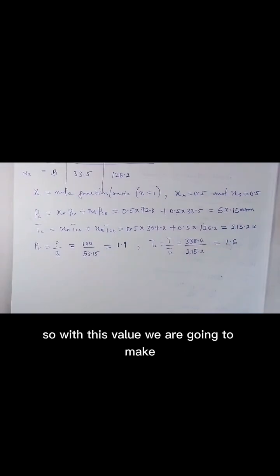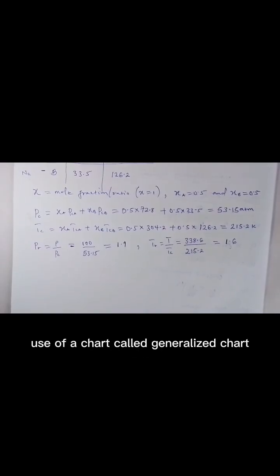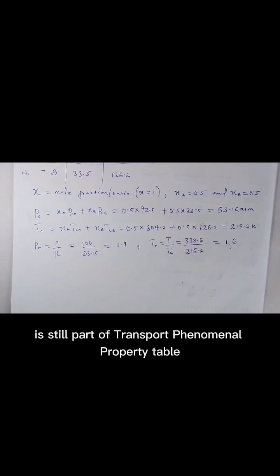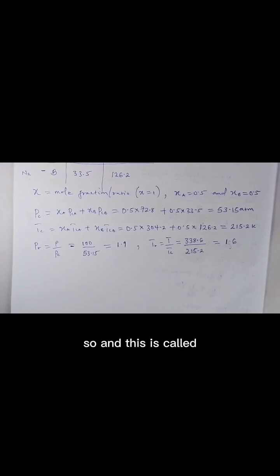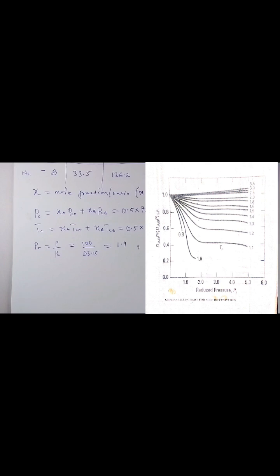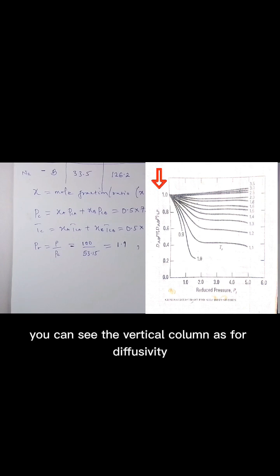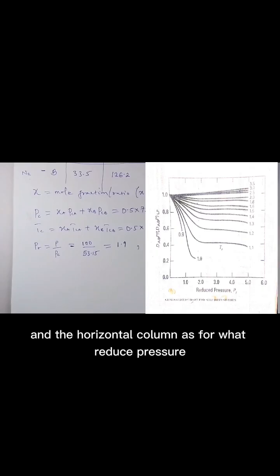So with this value, we are going to make use of a chart called the Generalized chart for self-diffusivity. It's still part of the transport phenomena property table. Checking this chart, you can see the vertical axis is for diffusivity and the horizontal axis is for reduced pressure. You can see P_r out there, and the curves are for reduced temperature.